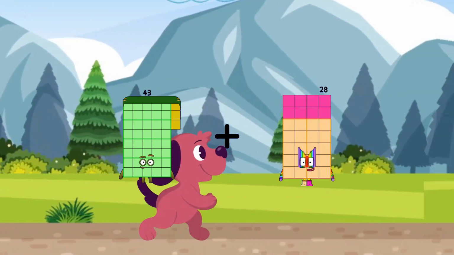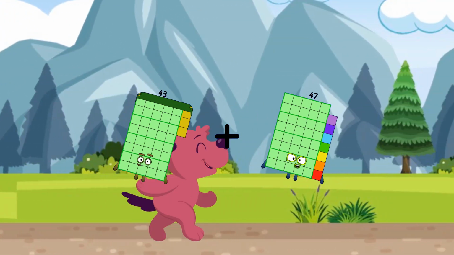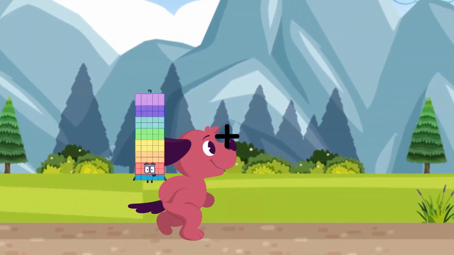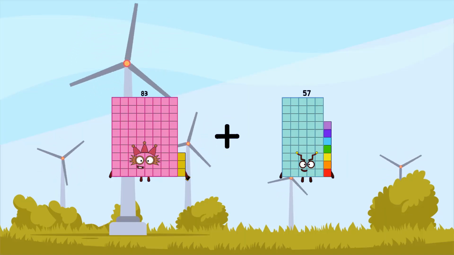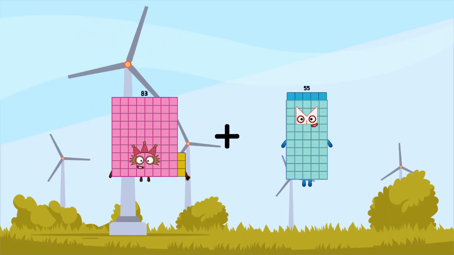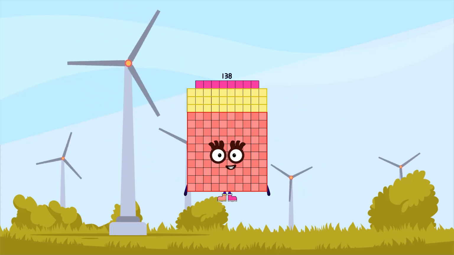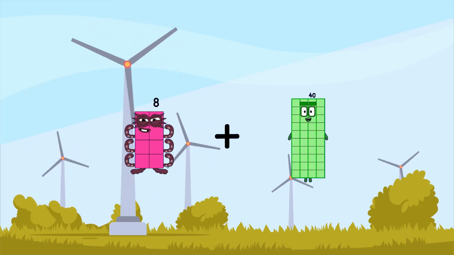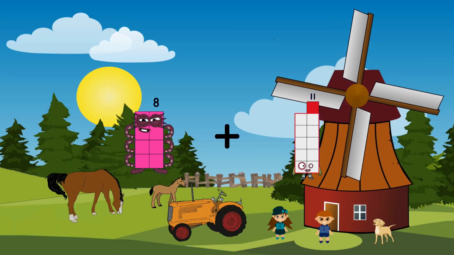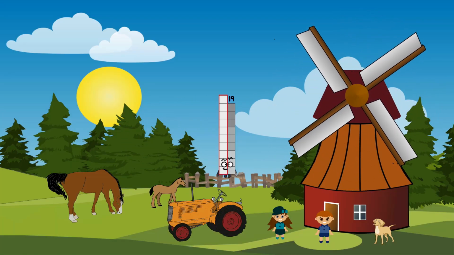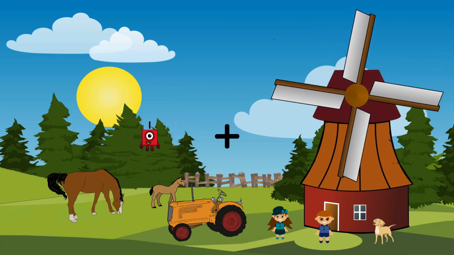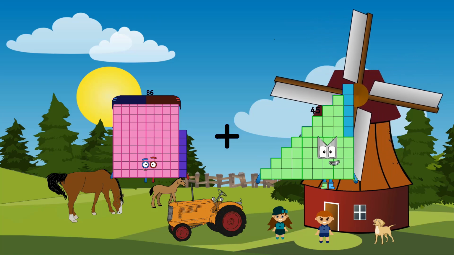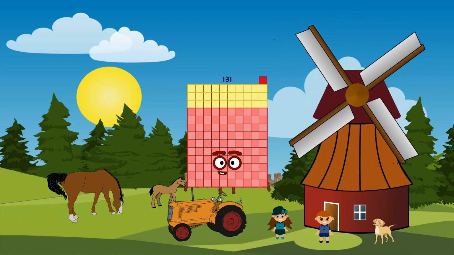43 plus 47 equals 90. 83 plus 55 equals 138. 8 plus 11 equals 19. 86 plus 45 equals 131.